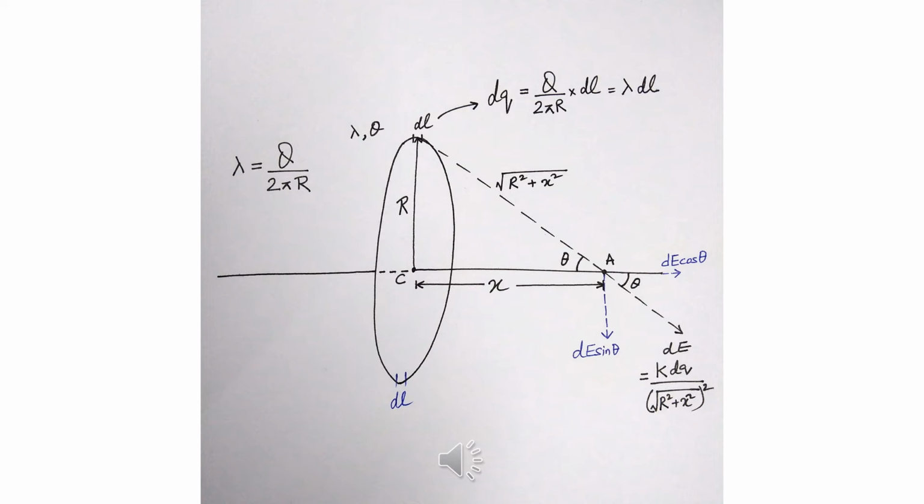Now to add up all the dE cos theta components, we will apply the formula of integration, because we cannot add an infinite number of elemental electric fields by simple addition. We have already conceptually solved the question. Now we only have to put the values in the mathematical formula of integration and we will get the answer.